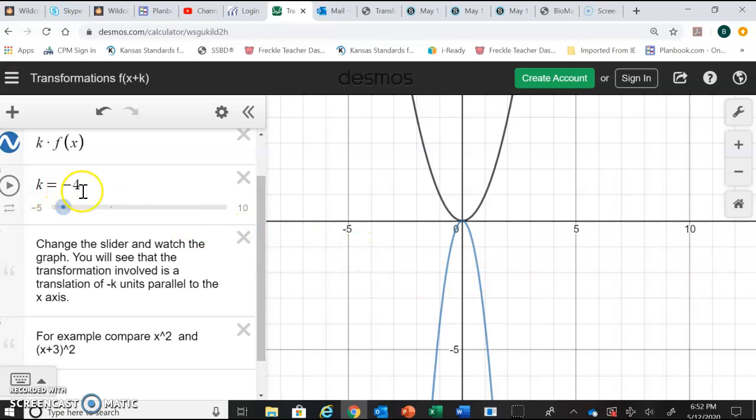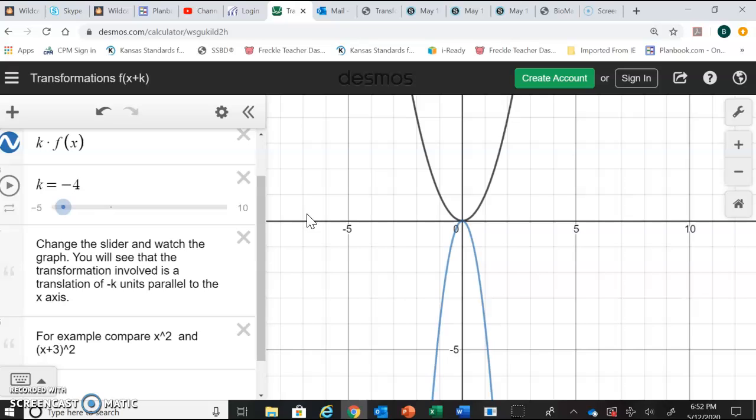When you have a negative, it's going to reflect the graph. And you're going to also see that it's going at a faster rate. So at this rate, you can see that it's a little bit slower than this rate is. It's going down at a faster rate than it was going up. So this is called a stretch, but it's a reflection and then a stretch.